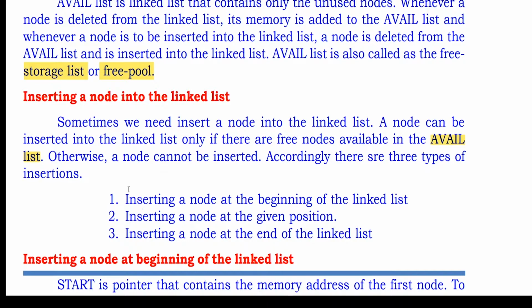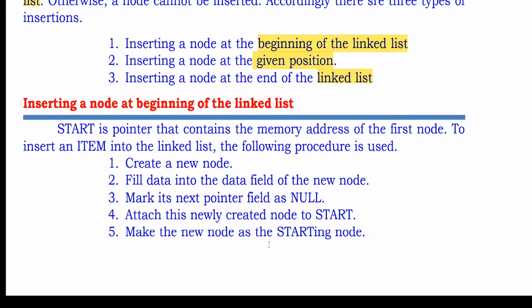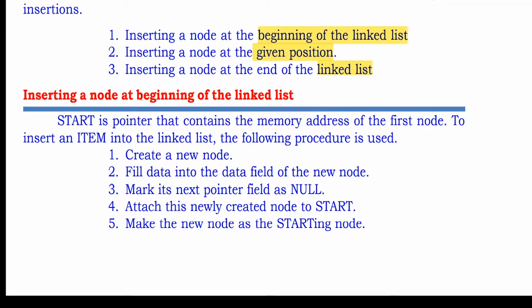Whenever a node is to be inserted, there are three possibilities. Where do you want to insert? First, inserting the node at the beginning of the list, as the first node. Or inserting at a given position, where we give some position. Or maybe you are inserting at the end of the linked list. This we have already discussed in a program, creating a linked list and appending at the end. Anyhow, we learn all one by one. First we go for the beginning of the linked list. How do you insert the node at the beginning of the linked list?